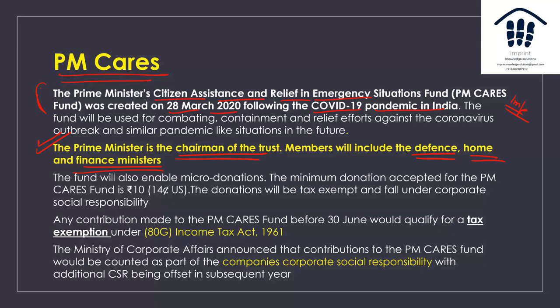The fund enables micro donations. Micro donations are accepted for the PM Cares Fund. Previously, the Prime Minister's Relief Fund minimum amount was 100 rupees. Now it's 10, so that's nice. The donations will be tax exempt and fall under corporate social responsibility. Any contribution made to the PM Cares Fund before 30th June will qualify for a tax exemption under 80G of the Income Tax Act 1961.